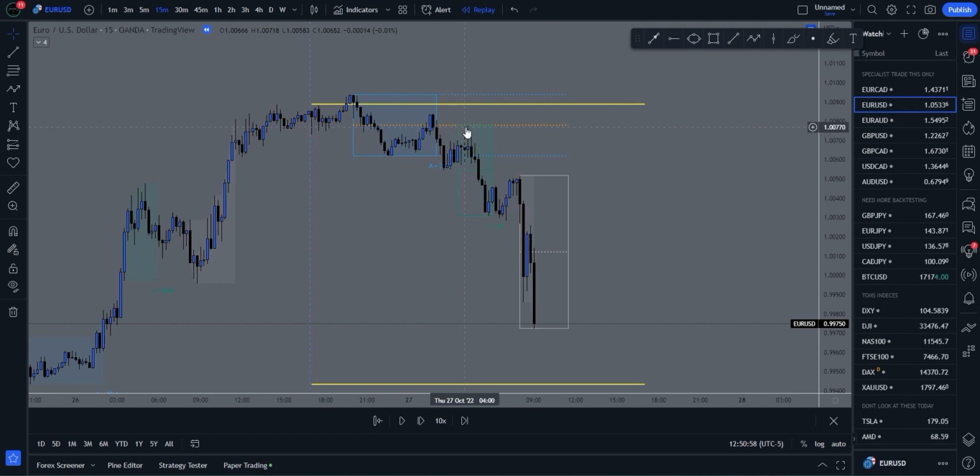If you guys are wondering what this indicator is, this one.